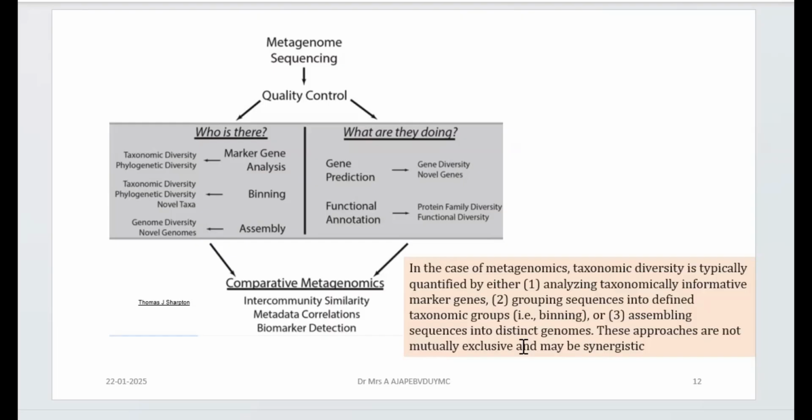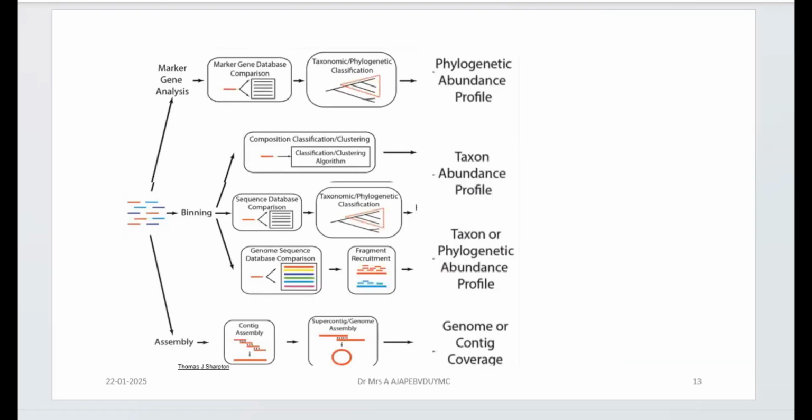So when you are going to have metagenomic sequencing, you have to compare all these things, right? You have to find out intercommunity similarities, intercommunity variations. You are going to have the metadata, the correlations you have to extract, biomarker based detections you have to do, and so on and so forth, right? So this is the overview of how it works. Now let's go into a little more detail.